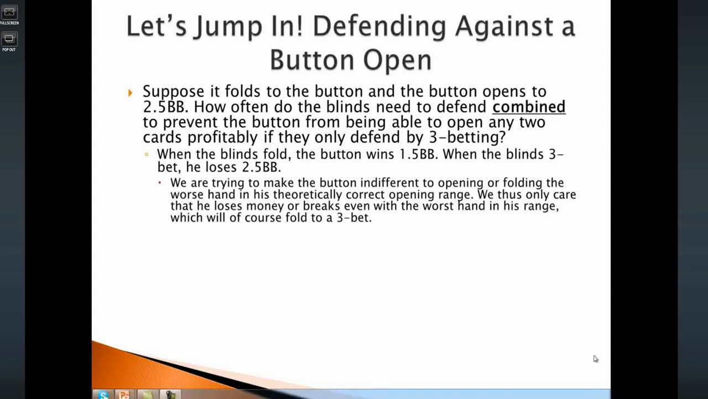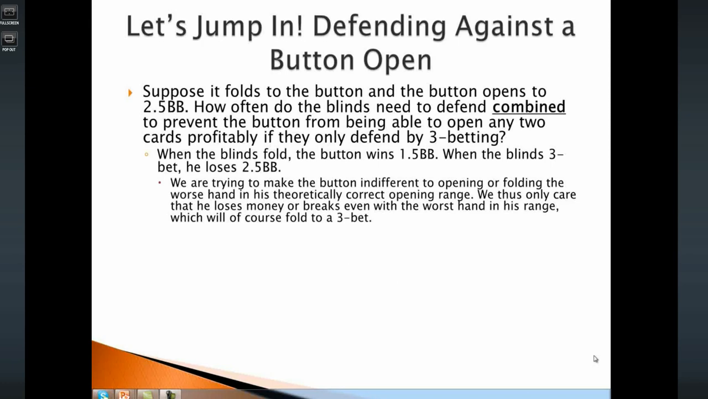Now this is a concept that a lot of people tend to get confused on. When you're trying to make your opponent indifferent between 2 lines, you're usually only focused on making him indifferent to a single hand in his range. So for example, here we're just trying to make the opponent indifferent to whether or not he opens the worst hand in his theoretically correct button opening range.